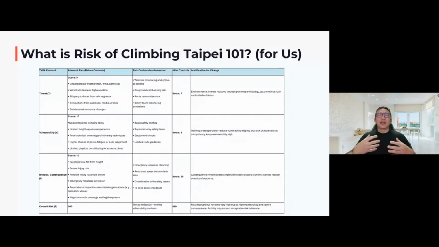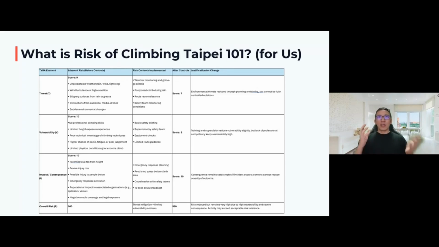But the whole event here is to climb without safety gear. It's free solo climbing. So therefore the risk control of a safety harness is not included here. With this, you can see the score has reduced from 900 to 560. It is still very high. So for any one of us, I think the decision is no. It's too high a risk to climb.